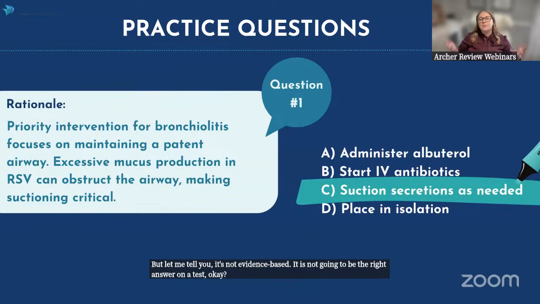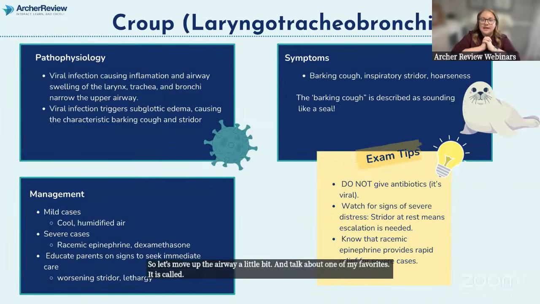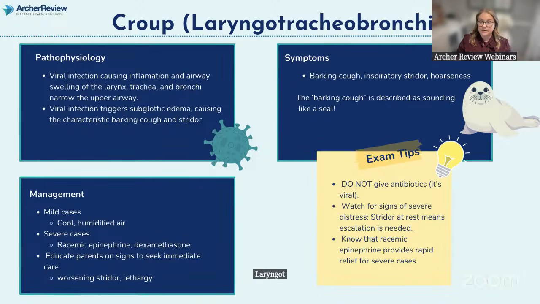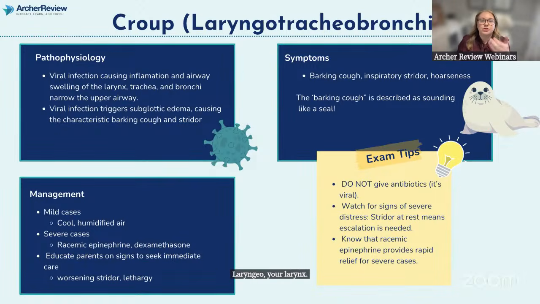So let's move up the airway a little bit and talk about one of my favorites. It is called, we're going to go with the fancy name first here, laryngotracheobronchitis. I am sure you have heard this called Croup, much easier to say. But the long name does actually tell you exactly what's going on. Laryngeo, your larynx. Tracheo, your trachea. And bronch, your bronchial. Itis, inflammation, of course. All right.